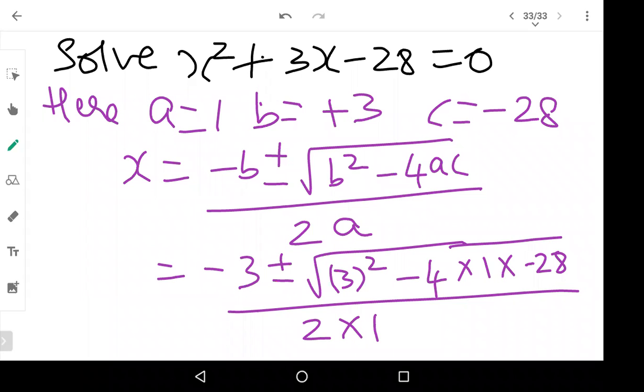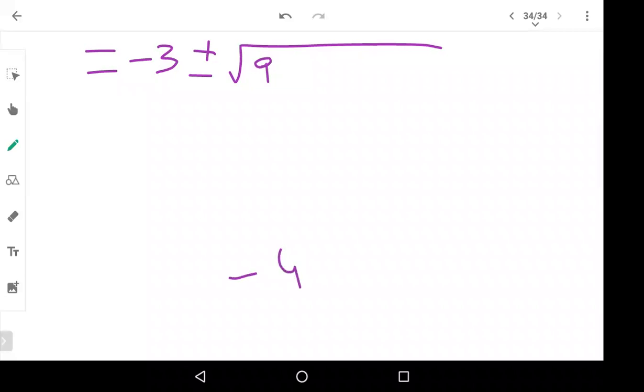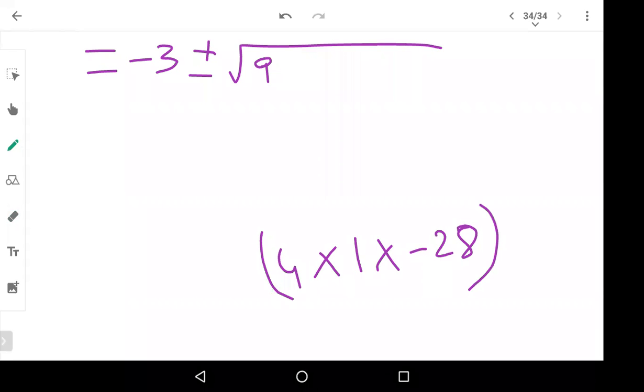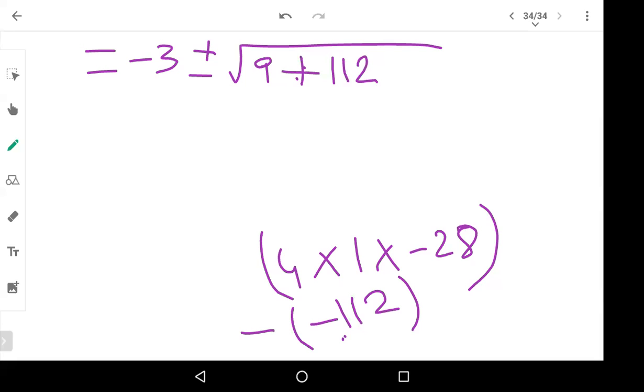Now let us simplify this. So what do you get? Minus 3 will remain as it is, plus or minus square root of 3 square is 9. And then you have minus 4 into 1 into minus 28. How much do you get? 112. So you get minus 112, not plus. And then you have a minus which is already available there, so minus into minus will give you plus 112. Correct? Whole divided by 2 into 1 is 2.